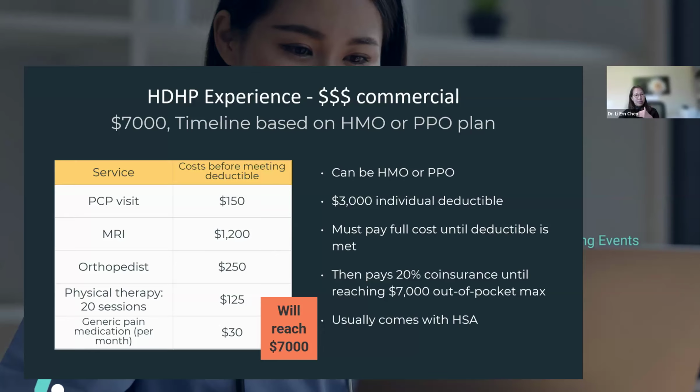The thing that is different is that John will hit his $7,000 deductible. He's going to pay $7,000 before the insurance kicks in. And then after that, he's still responsible for 20% coinsurance. So 20% of all the bills coming in after $7,000, John's still going to have to pay that. So he can use his HSA for it if he would like.